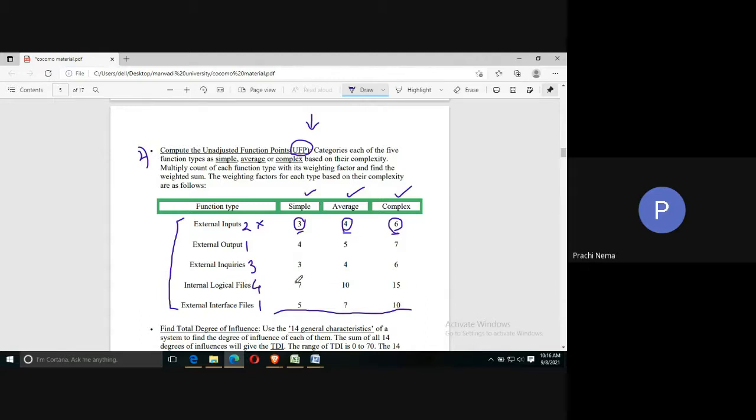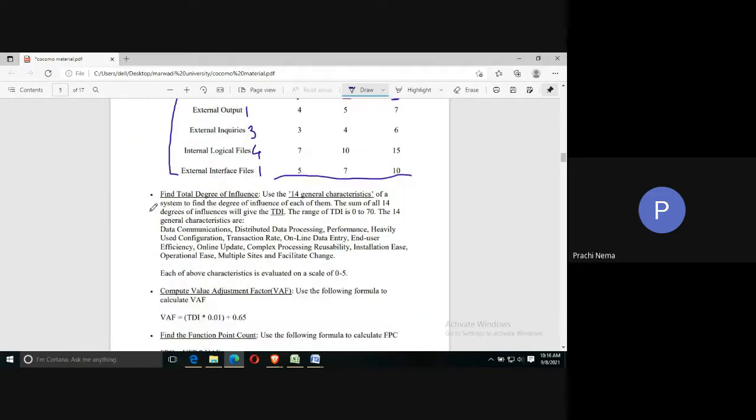Okay, so this is how we will calculate the unadjusted function point, by multiplying the weight factor with the count of each function type. Then comes the third step, finding the total degree of influence, TDI. To find the TDI, you need to use 14 general characteristics. What are these 14 general characteristics? For that, there is a list given over here.